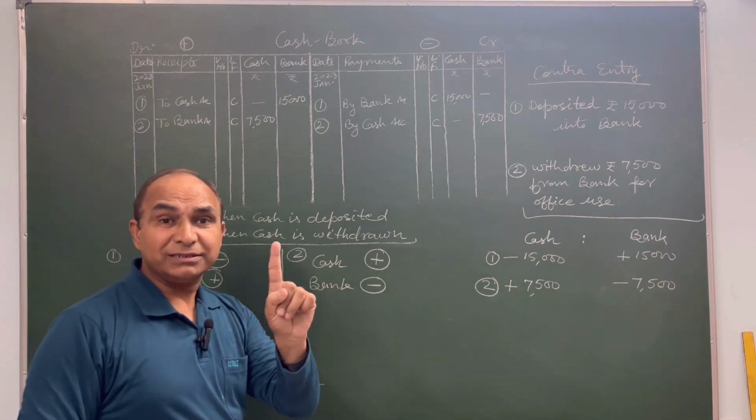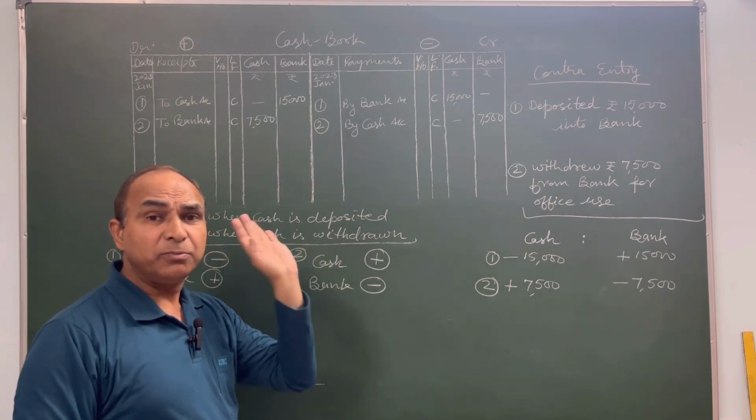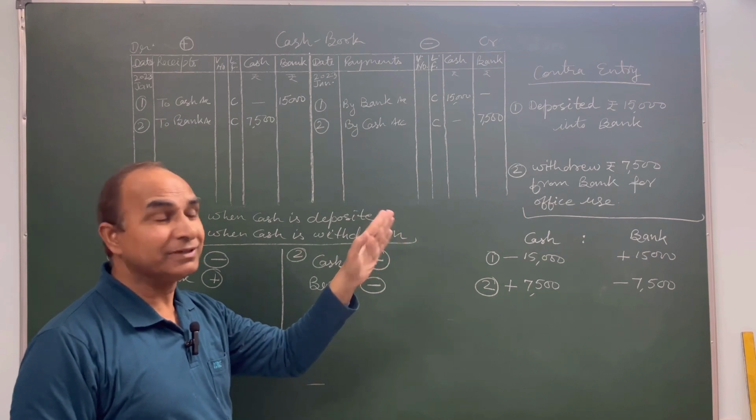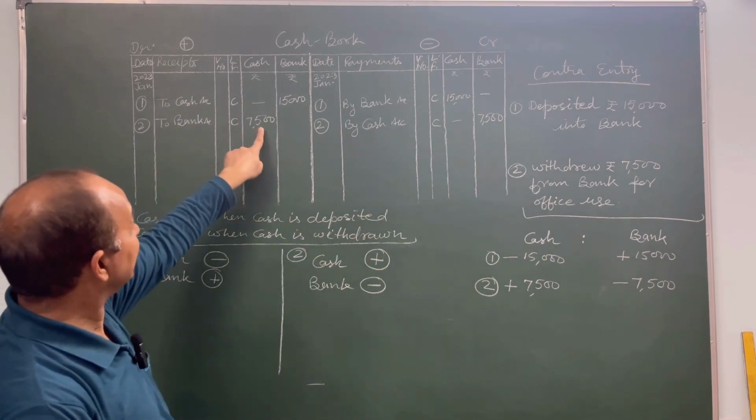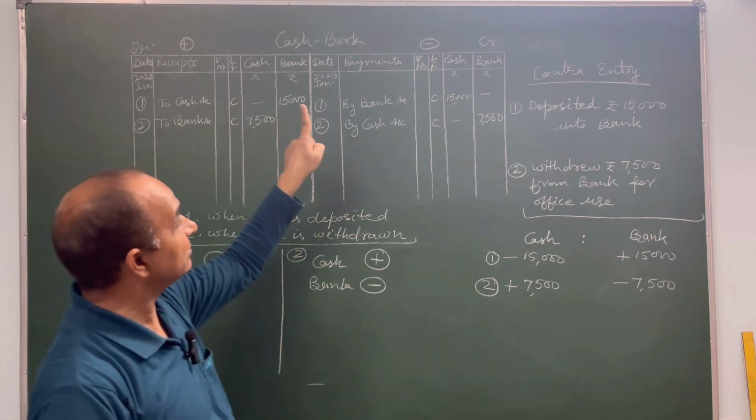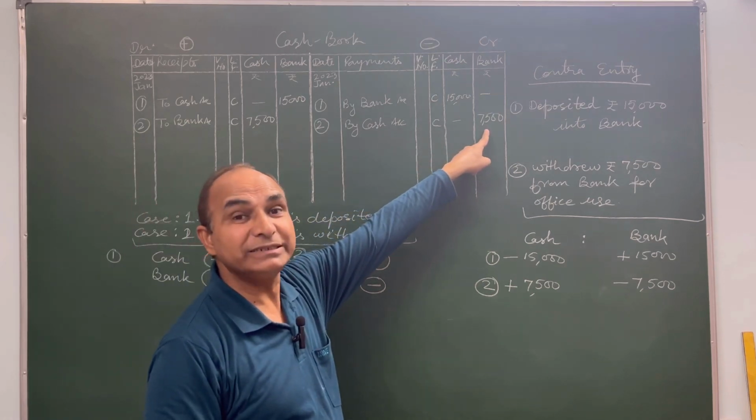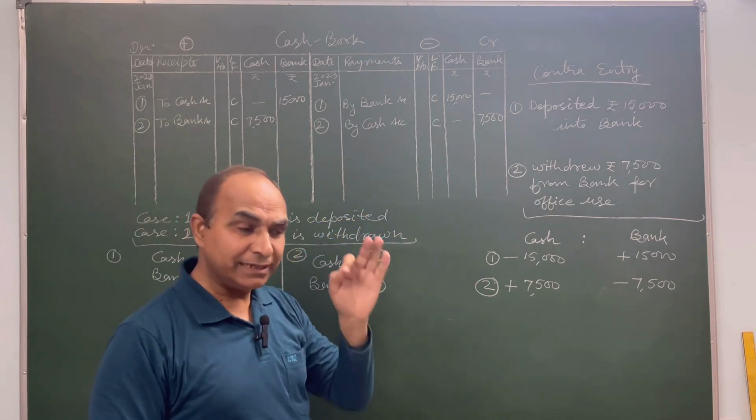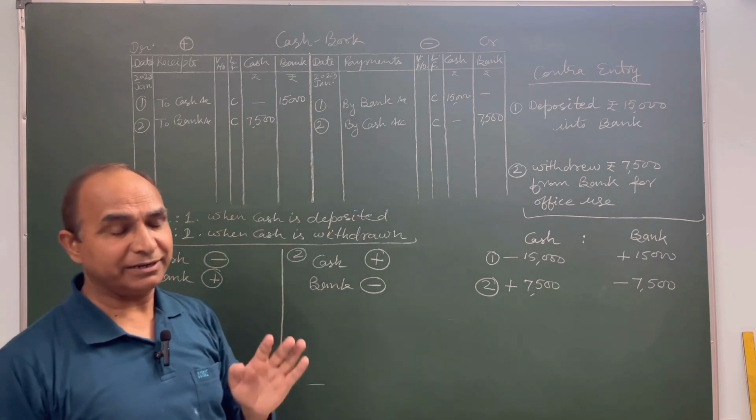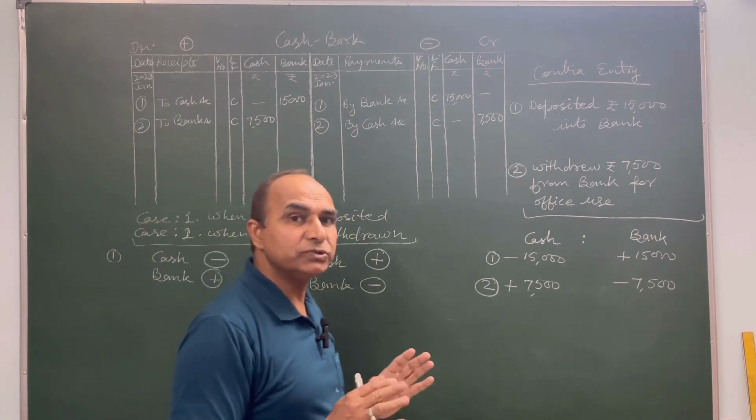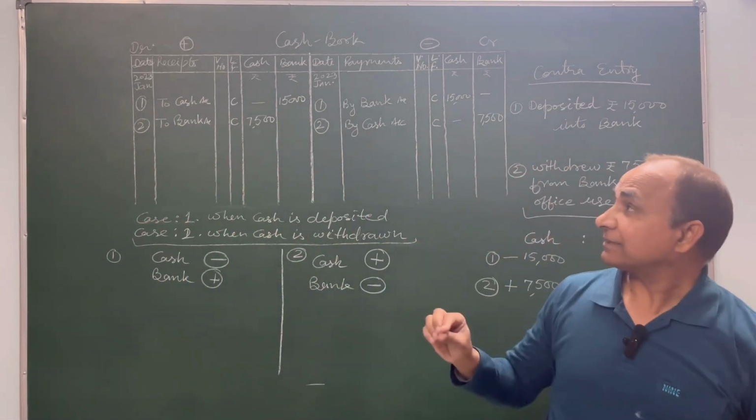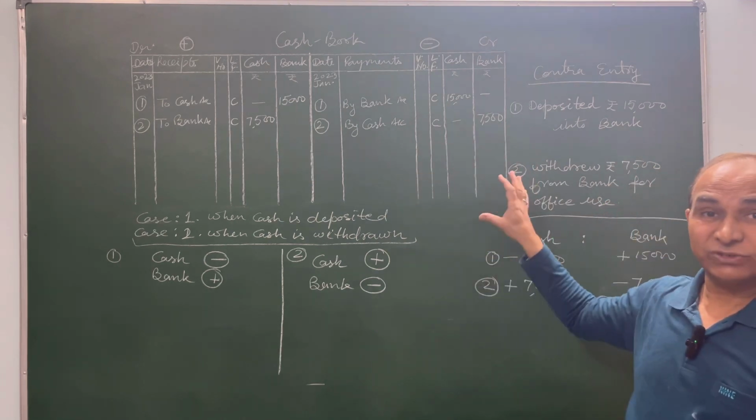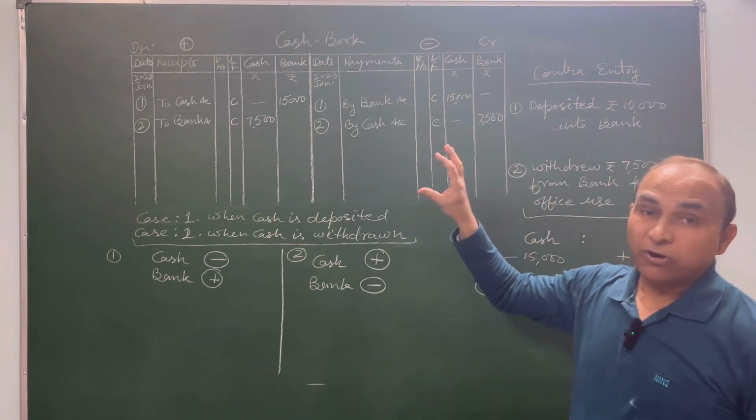It means one transaction being recorded on both the sides of the cash book. On the one hand, cash balance is increasing, and on the other hand, bank balance is reducing, that is decreasing. That is the second case of contra entry. It means, friends, I think it is clear to you now, contra entry affects both the sides of the cash book. But see, how to record?